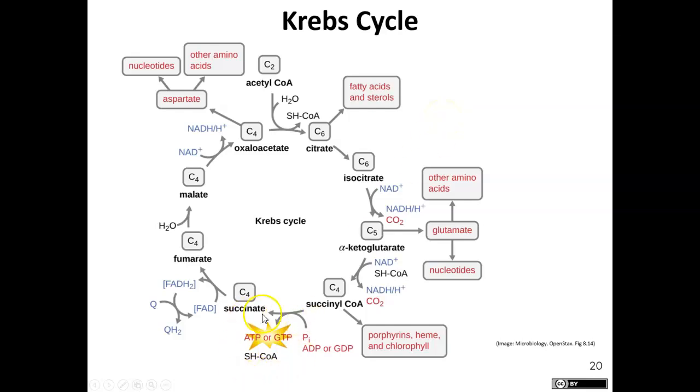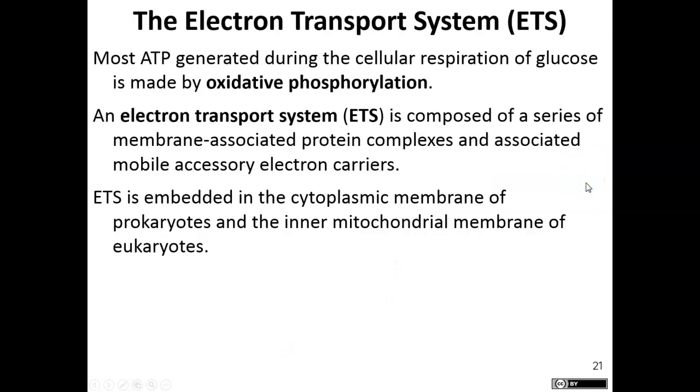And then because we are producing a small amount of ATP through substrate level phosphorylation, we produce 2 ATP total. And so at this point, we have only gained a net total of 4 ATP.